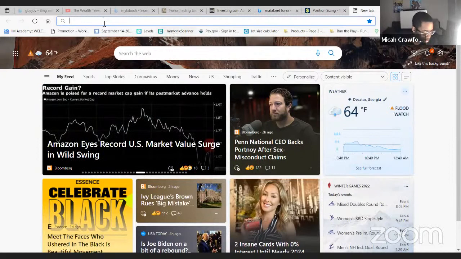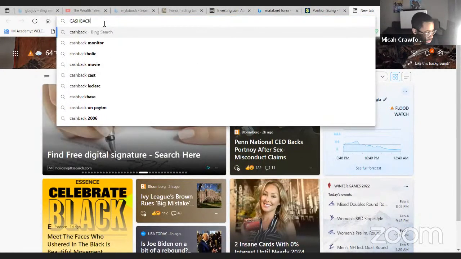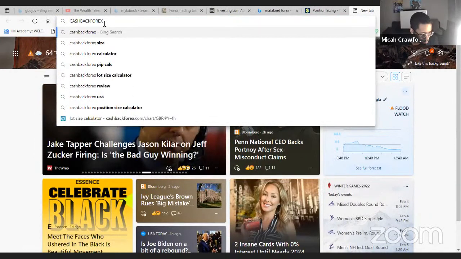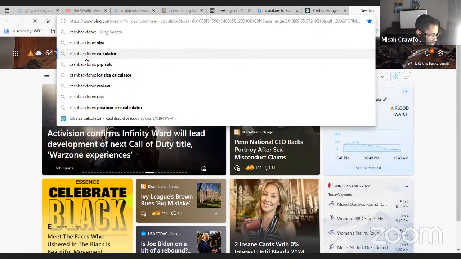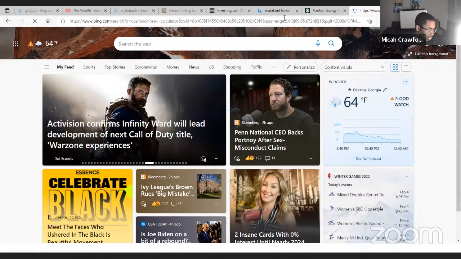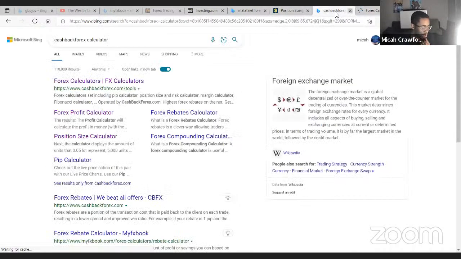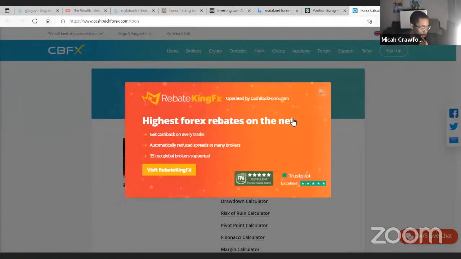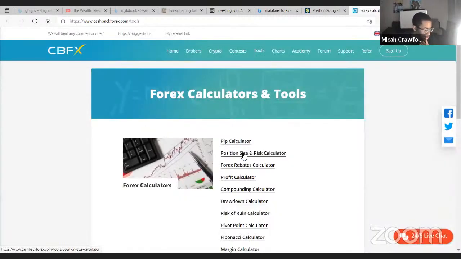Found it. All right, so it's called Cashback Forex. There we go. I like this one a lot better though. It's actually a little bit easier to read and understand, especially for somebody who's new. But that's the reason why I'm giving you guys different options when it comes to identifying your risk to reward. Again, this website is free to use. You can sign up for it.